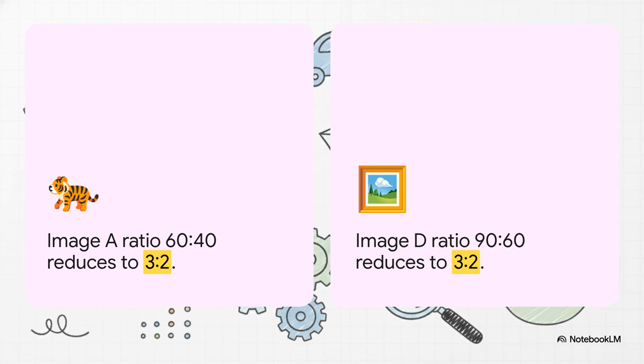Look at ratio 1 from our small image, 60 to 40. If we find the highest common factor, which is 20, and divide both numbers by it, we get 3 to 2. Now look at ratio 2, which comes from a much larger image, 90 to 60. The highest common factor there is 30. Divide both by 30, and boom, you also get 3 to 2. So even though the overall sizes are completely different, their simplest form is exactly the same. And that is exactly why the tiger looks perfectly normal in both versions.